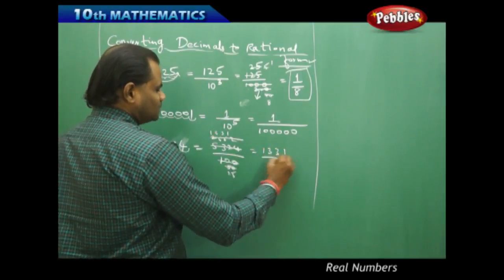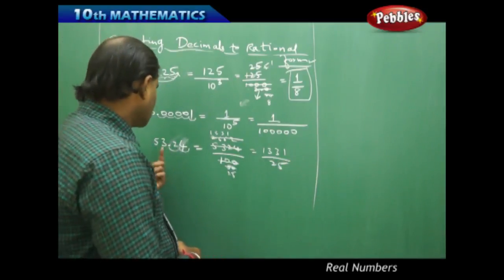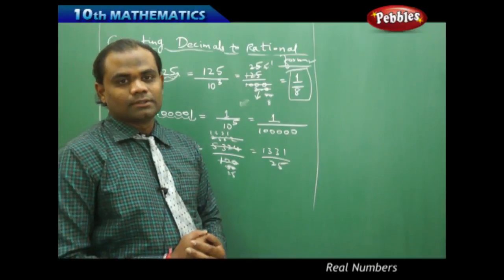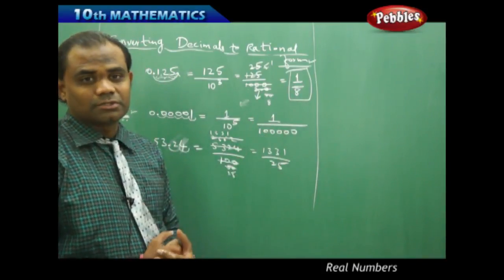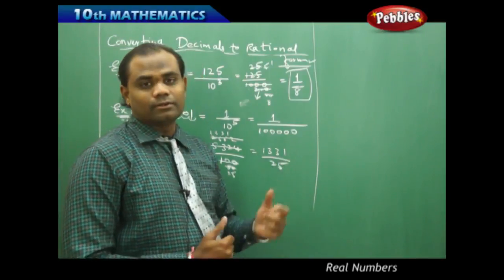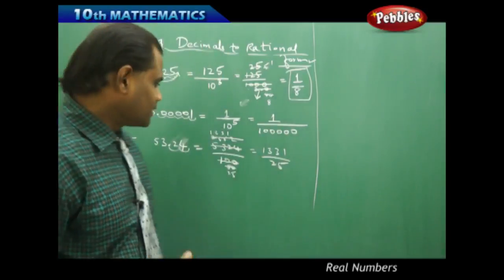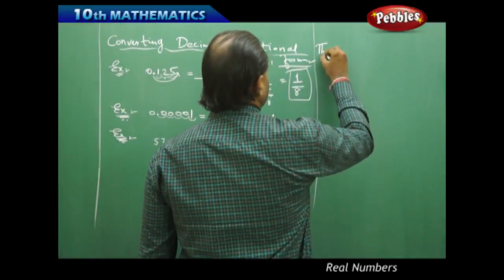So 1331 by 25 is the most simplified answer for the given decimal. As I see in each of the cases, there should be some conclusion which I need to make between the relation between the numerator and the denominator. So using the different examples, I make the following conclusion which acts as a theorem.